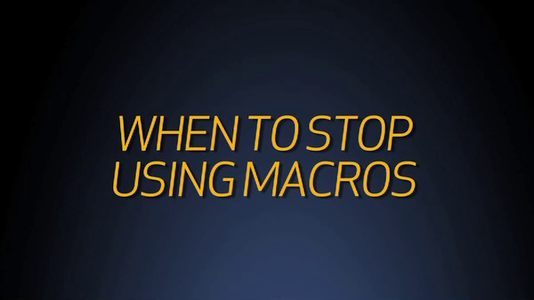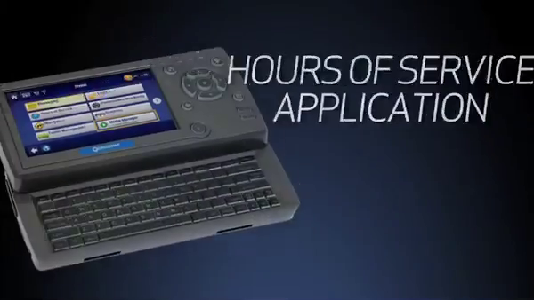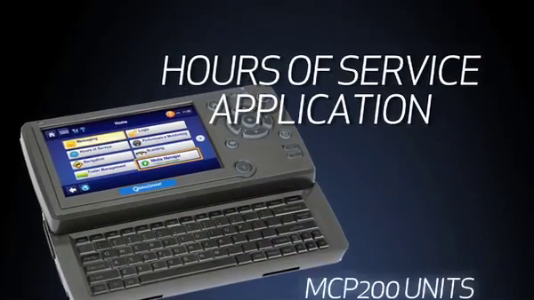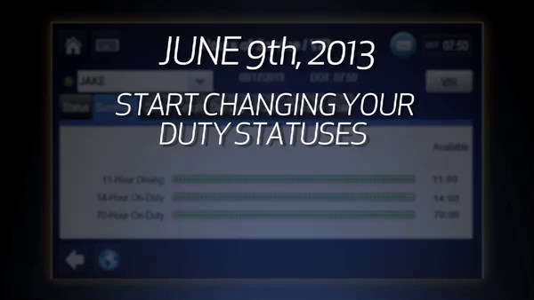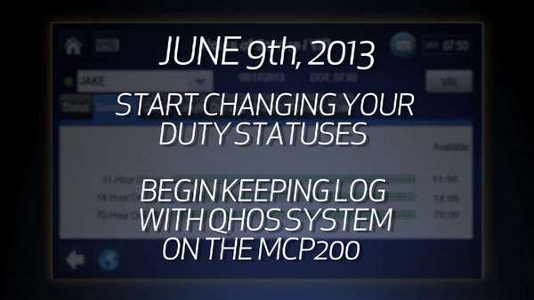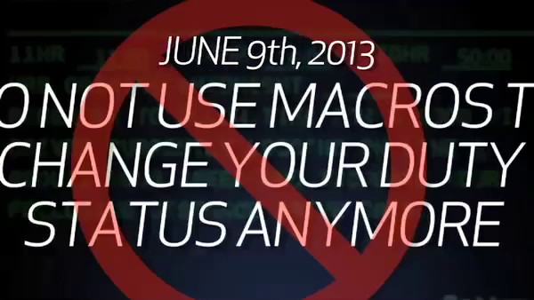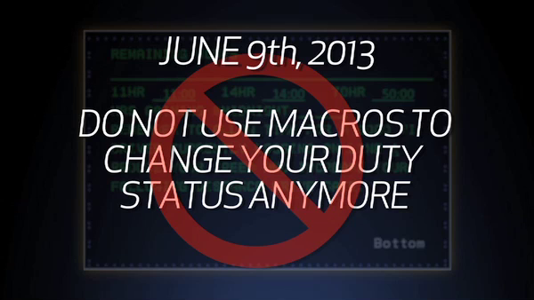To begin, let's discuss when you should stop using macros to log your hours. Starting June 2013, Werner Enterprises will turn on the Hours of Service application on the MCP 200 units. On this date, when the application is turned on, start changing your duty statuses and begin keeping your log records with the QHOS system on the MCP 200. Do not use macros to change your duty status anymore.